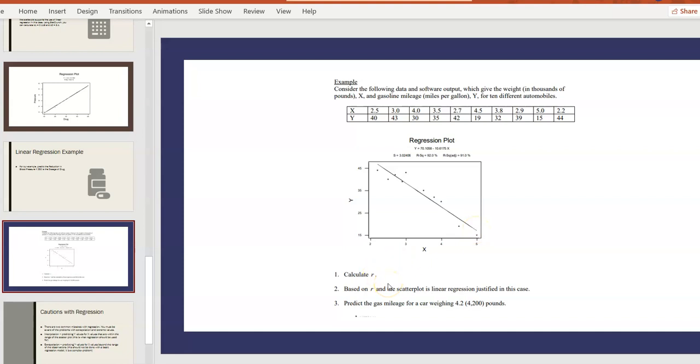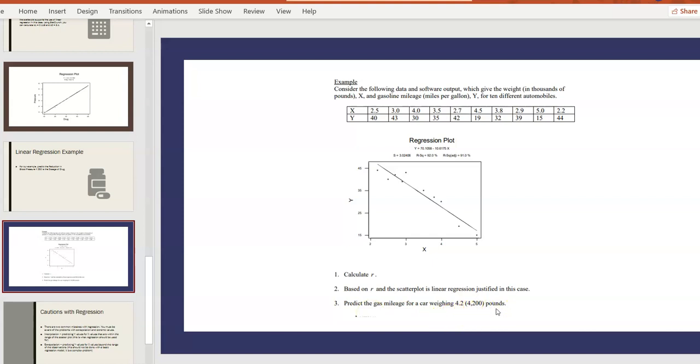We want to answer three questions. We want to calculate R. Based on R and the scatter plot, we want to tell, is linear regression justified in this case? And then we're going to predict the gas mileage for a car that weighs 4,200 pounds.